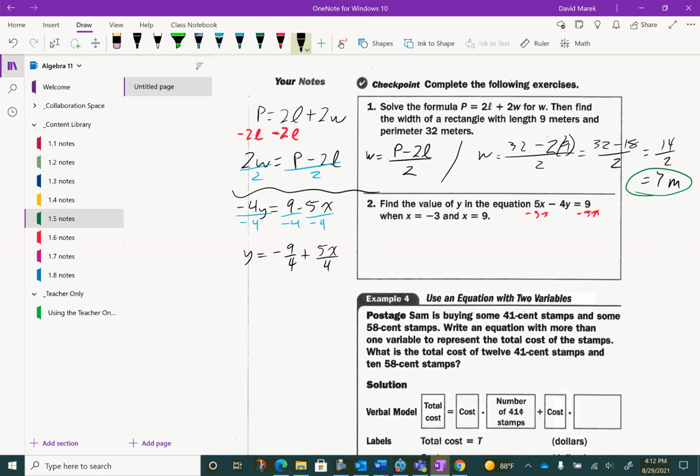So now, when x is negative 3, we can say y is equal to negative 9/4 plus 5 times negative 3 over 4. Now again, just leaving them, it didn't divide out and simplify, and that's a good thing in this case because we get common denominators right away. So this will be negative 9/4. 5 times negative 3 should be negative 15. Negative 9/4 and negative 15/4 should give us negative 24/4, which we should then simplify into negative 6.